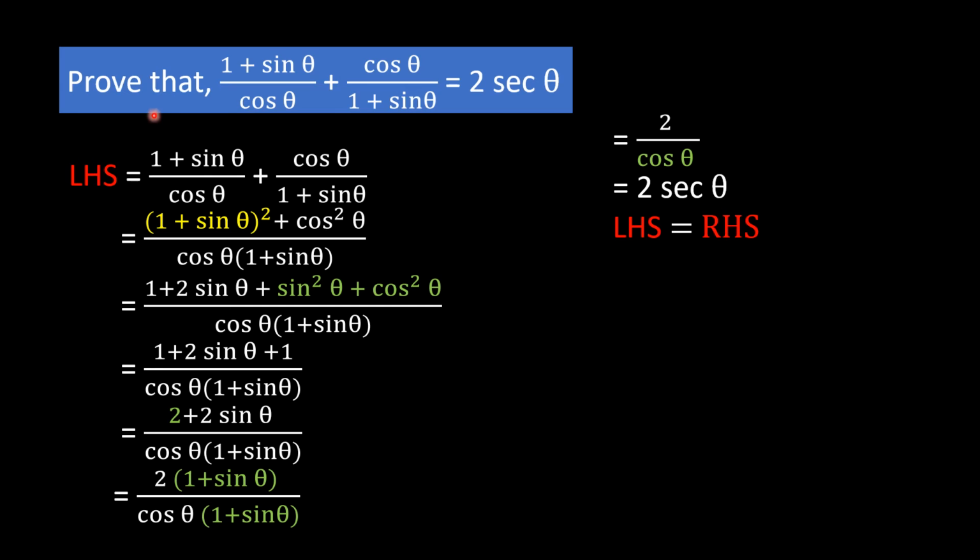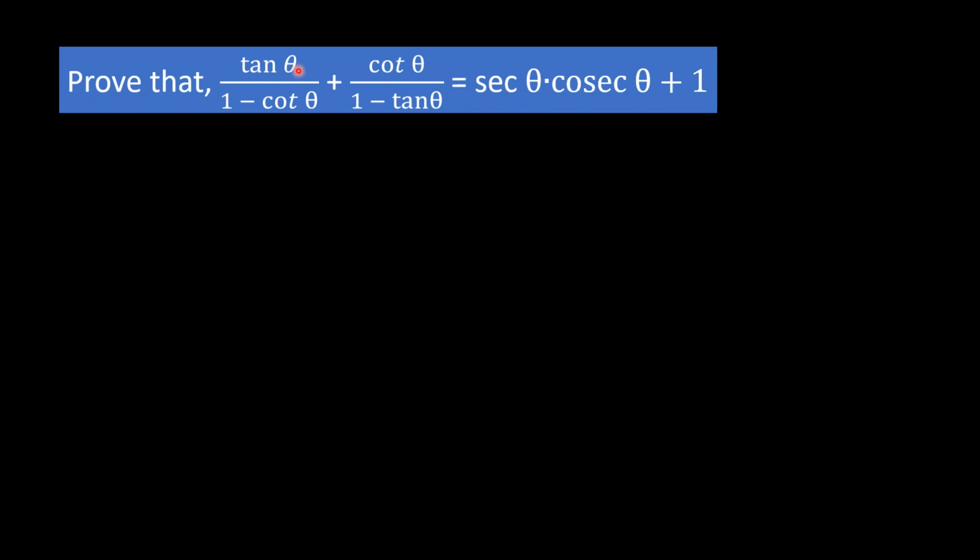Hence our statement is proved. Prove that tan theta divided by 1 minus cos theta plus cot theta divided by 1 minus tan theta equals sec theta cosec theta plus 1. We will write the left hand side.